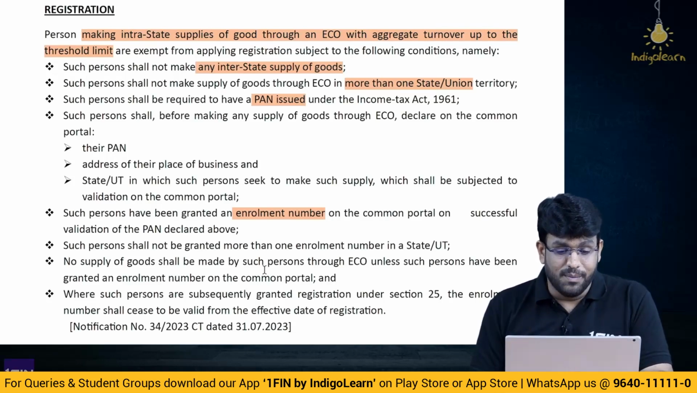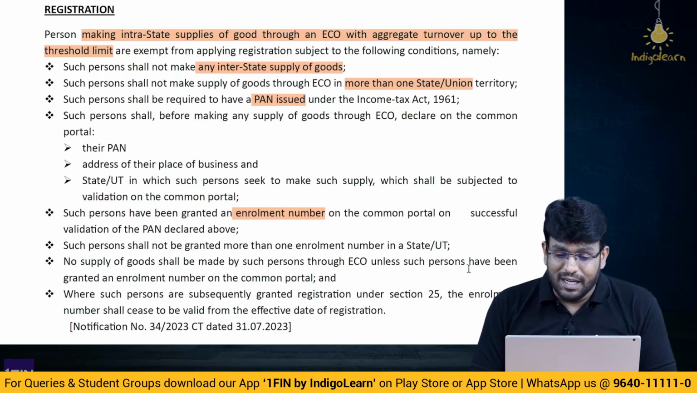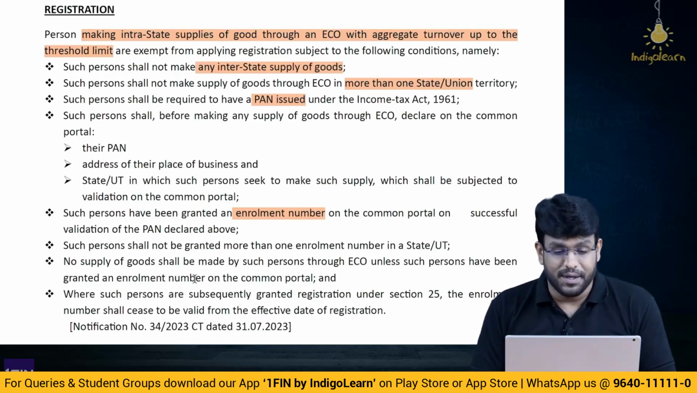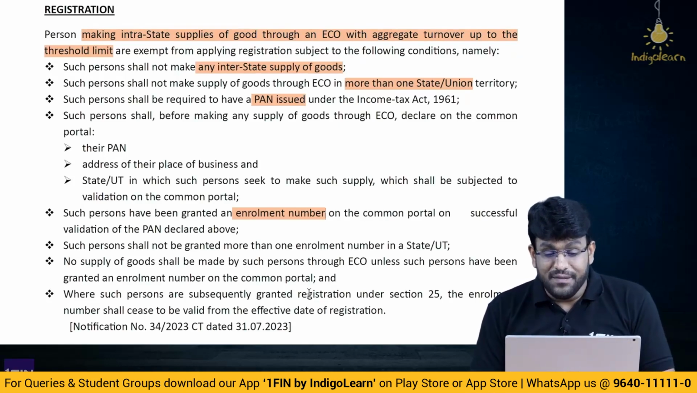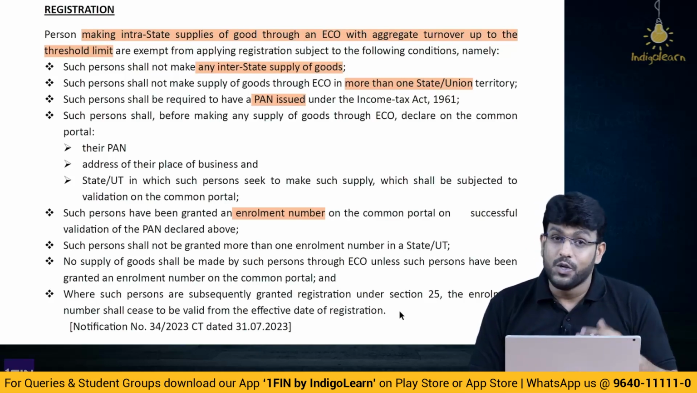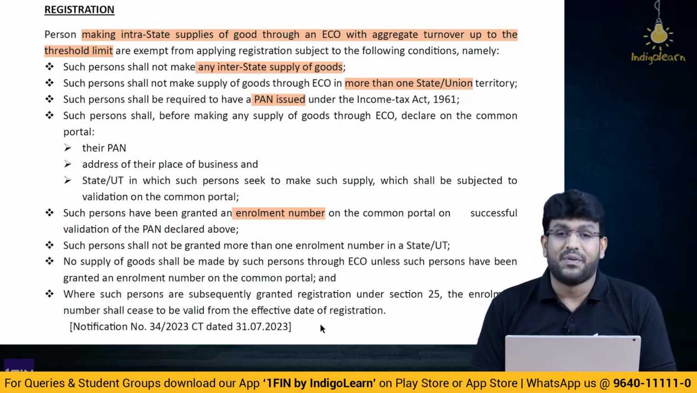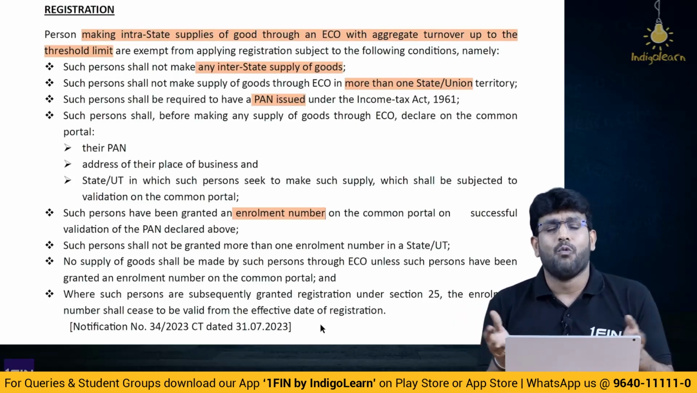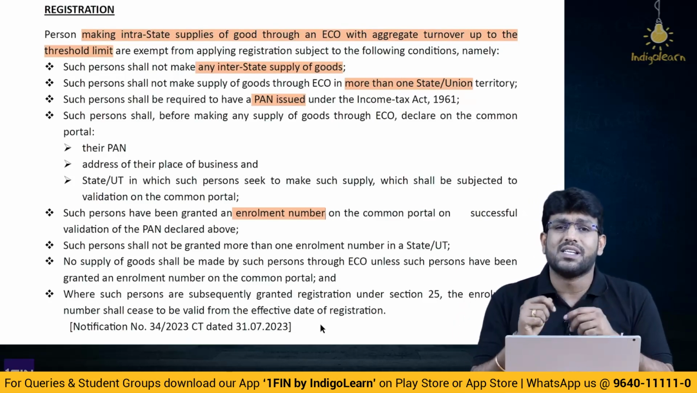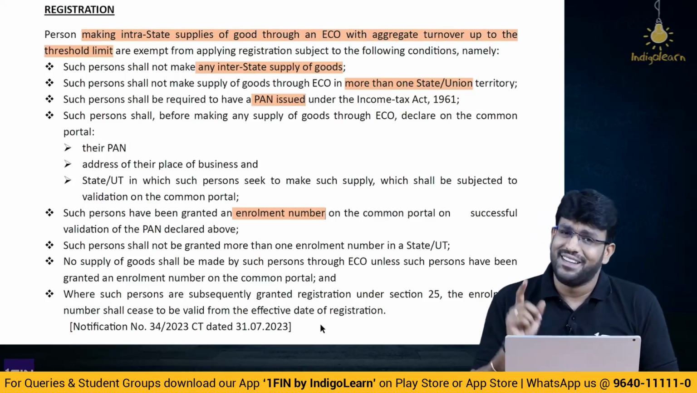And no supply of goods shall be made by such persons through ECO unless persons have been granted an enrollment number. And where such persons are subsequently granted registration, that means what? You got normal registration. The enrollment number shall cease to be valid from the effective date of registration. Obviously, because once you get normal registration, then what is the use of an enrollment number? Next slide.